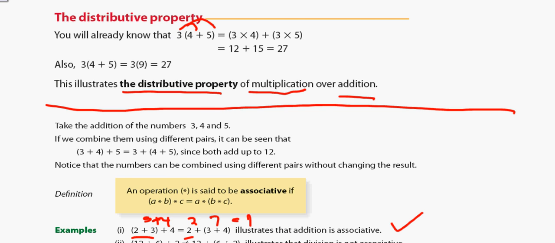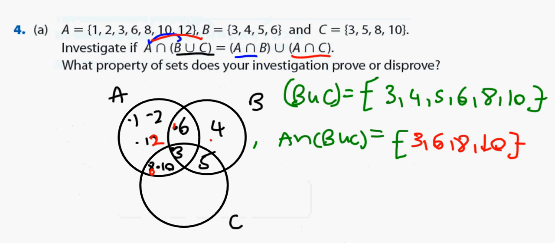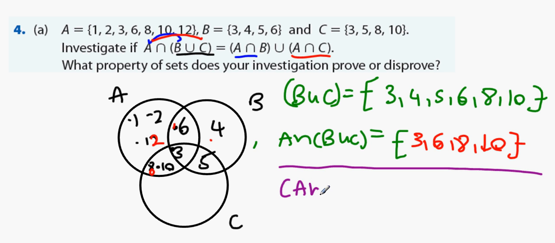Okay, so what we're going to do here first and foremost is find out what A intersection B is. A intersection B is simply going to be 6 and 3. So you can see 6 and 3 in there, or 3 and 6. The next one here is going to be A intersection C. It's going to be this part here, which is going to be 3, 8 and 10.